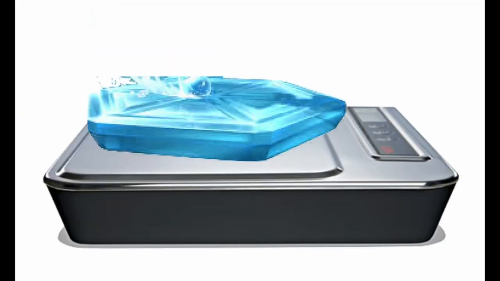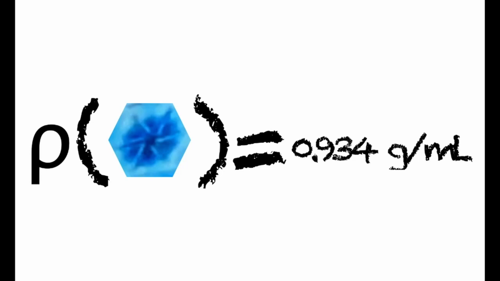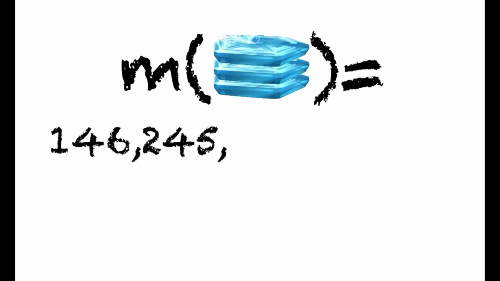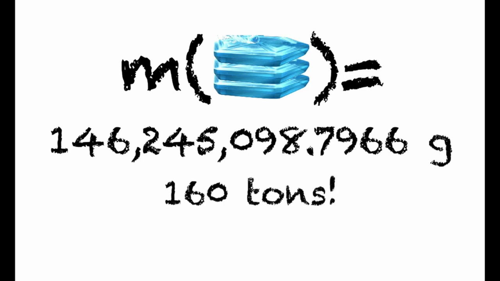Now we need the mass in grams of this gigantic collection of ice plates. The density of ice is 0.934 grams per milliliter, so all we need to do is multiply our huge number by 0.934, and we have our weight, which is 146,245,098.7966 grams of ice, which is equivalent to a little over 160 tons.